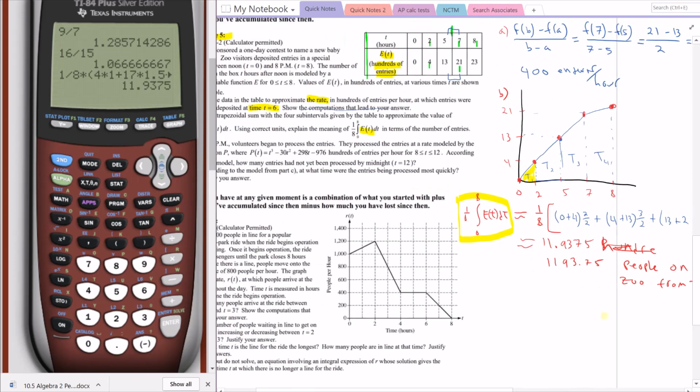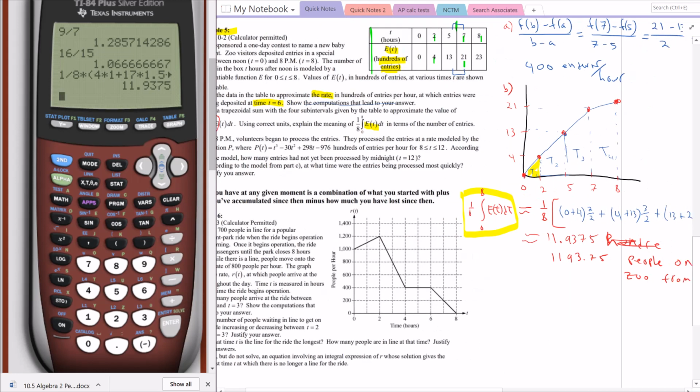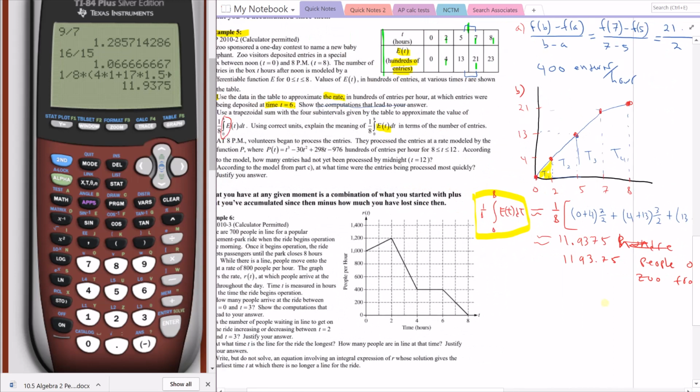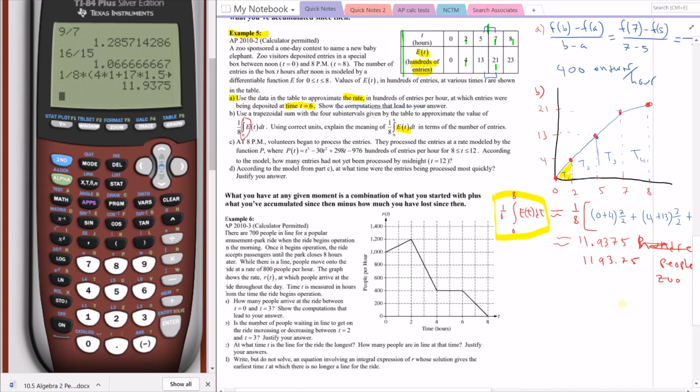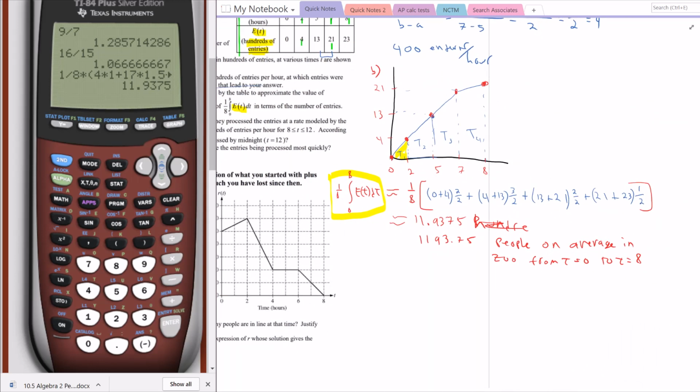All right, it's the average number of people, average number of entries. I'm sorry, I misread this. The thing is, the entries are for a contest, right? So it's not people, it's entries. It's the average number of entries from t equals 0 to t equals 8.